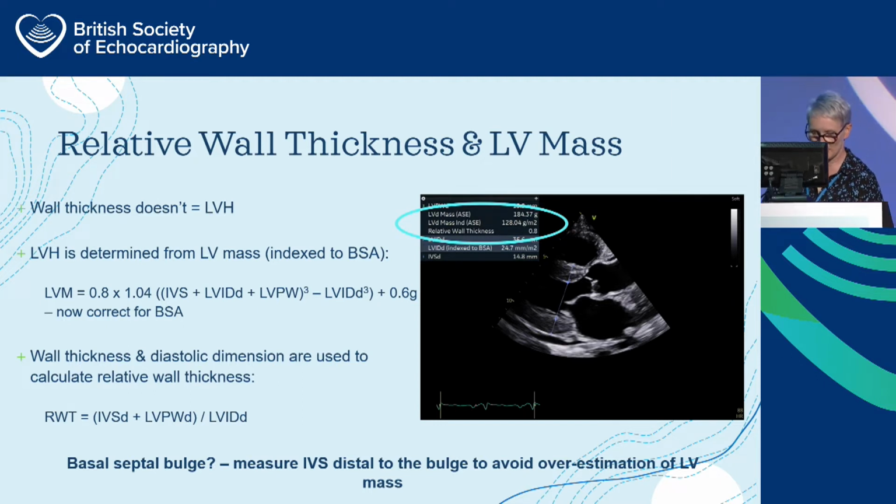Don't forget that if there's a basal septal bulge, that's going to overestimate your LV mass. So it's important in the case of having a basal septal bulge to make that septal wall thickness measurement distal or more apical than the bulge.